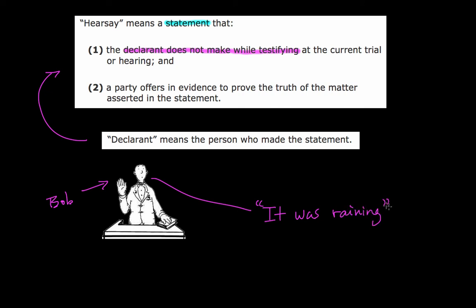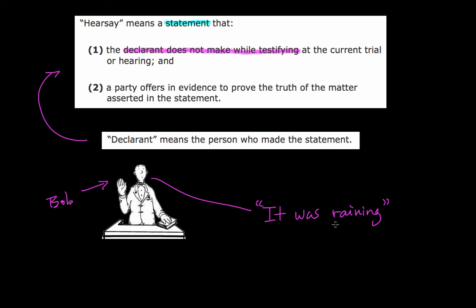All right, so now this is another statement, but this is not potentially hearsay. This is just, it's not hearsay. And the reason it's not hearsay is because Bob is testifying. He's making this statement right now while he's testifying. He's testifying about his recollection of the circumstances of that day. It was raining. He's not talking about what he said on that day. Right? If he were testifying about what he said at that time, then that statement that he made at that time was a statement that was not made while he was testifying, and so it would potentially be hearsay.